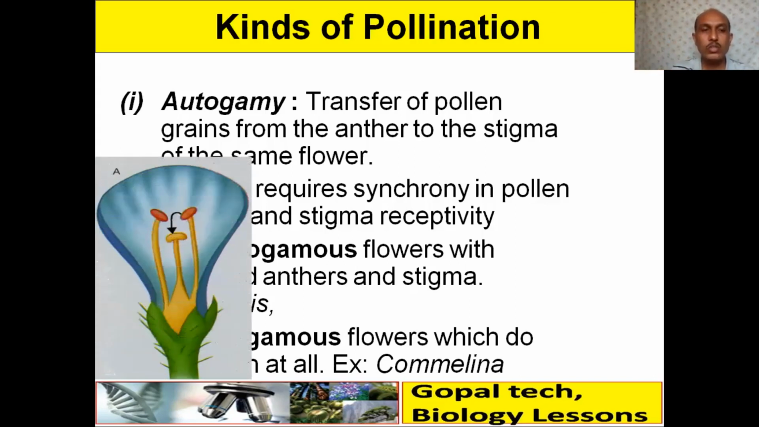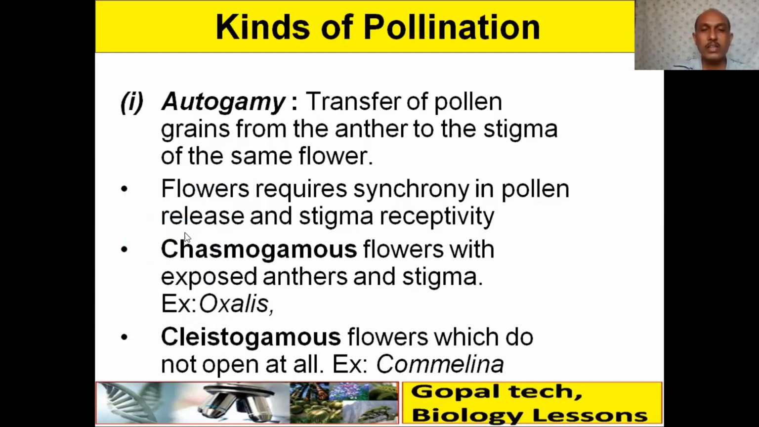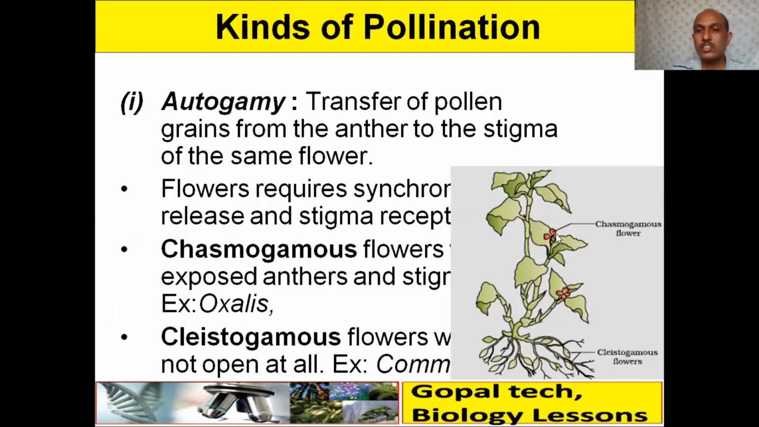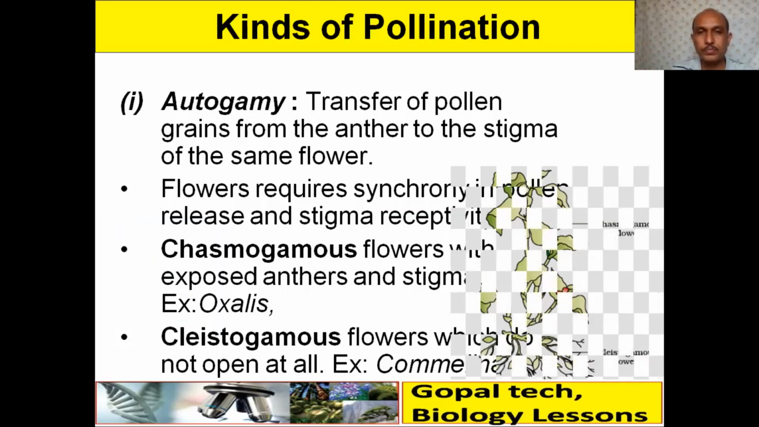See here how the stigma receives pollen grains from the same anther, and here you can see these are chasmogamous flowers and these never open. They are called cleistogamous flowers. This diagram will be shown, and A and B will come for identification and labelling.